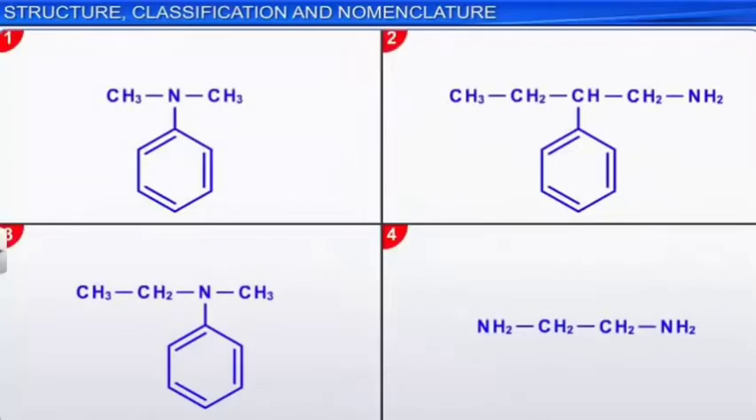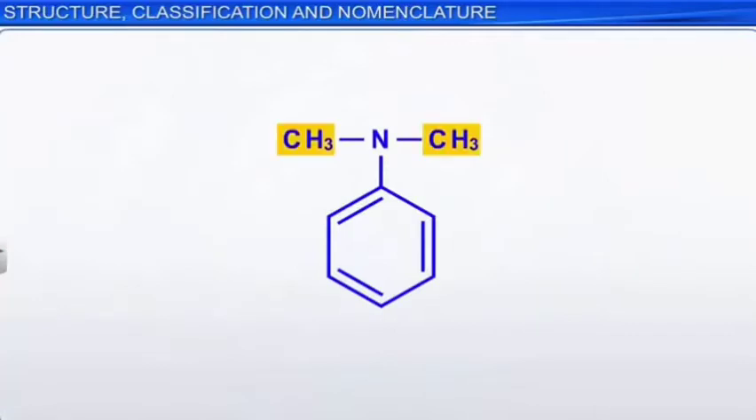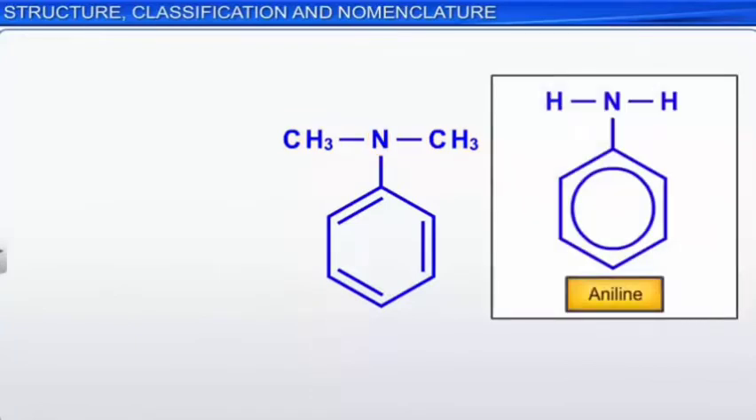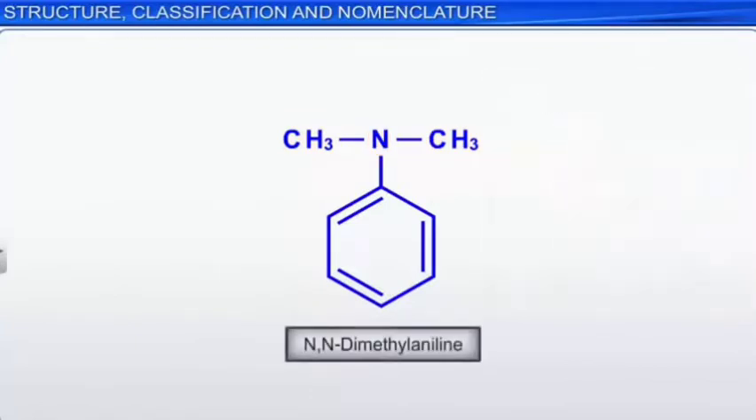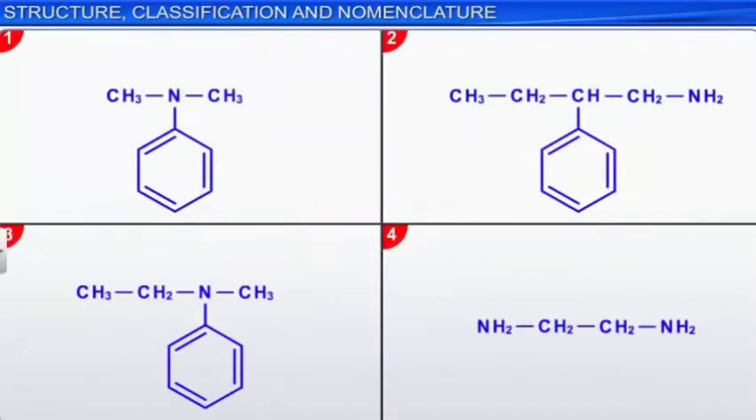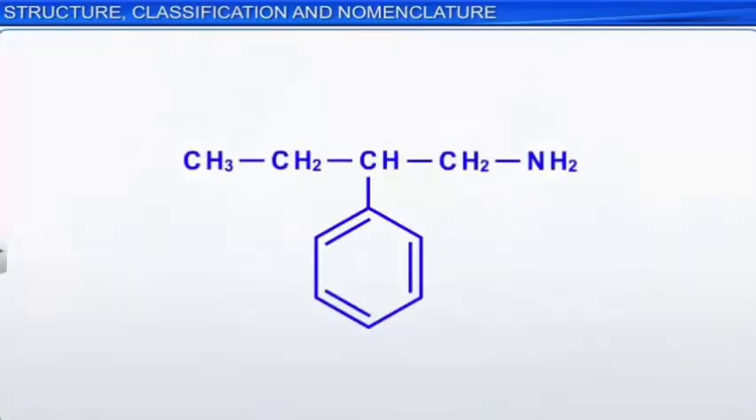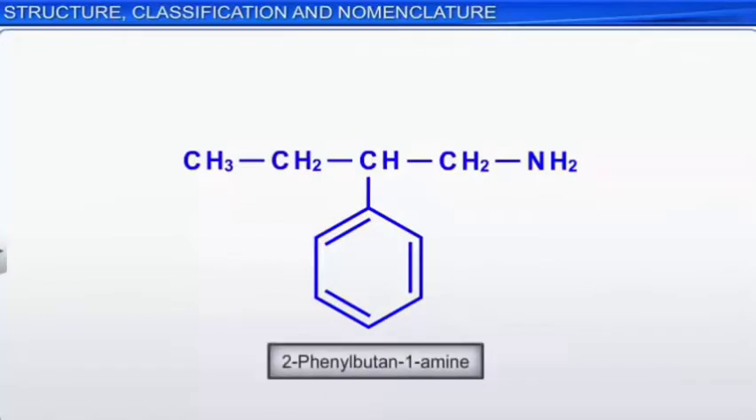In the first compound, since 2 methyl groups are present as side chains on the N atom and the main compound is aniline, the compound can be named N,N-dimethylaniline. In the second structure, an NH2 group is attached to an alkyl group and a benzene ring is present as a side chain. Therefore, the compound can be named 2-phenylbutan-1-amine.